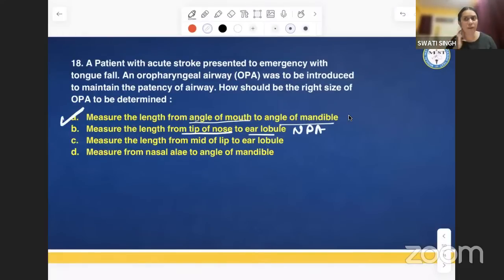If it is not given in the option 5 centimeter, or midway between xiphisternum and umbilicus, go for till xiphisternum. Got my point? But if it is not given 5 centimeter below xiphisternum, go for xiphisternum, right? If it is given 5 centimeter below xiphisternum, we go 5 centimeter below xiphisternum. I'm telling you, you can go till xiphisternum as an answer. But if it is not given, 5 centimeter below xiphisternum. So from ear lobule to tip of the nose to 5 centimeter below xiphisternum. All right? Okay, next question.